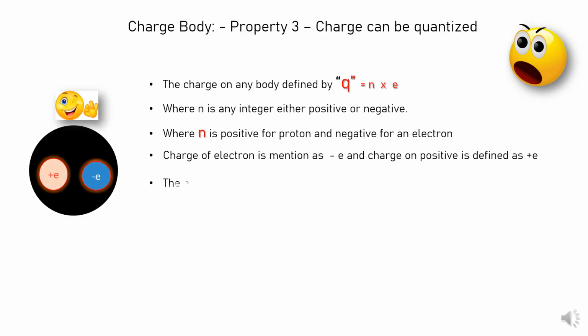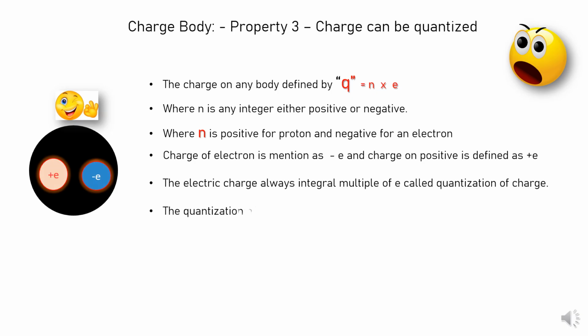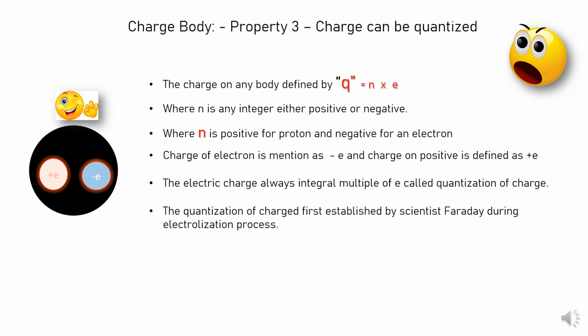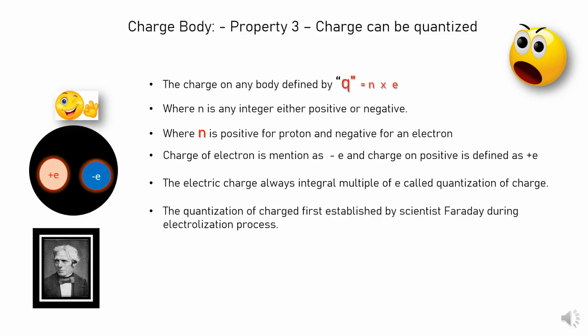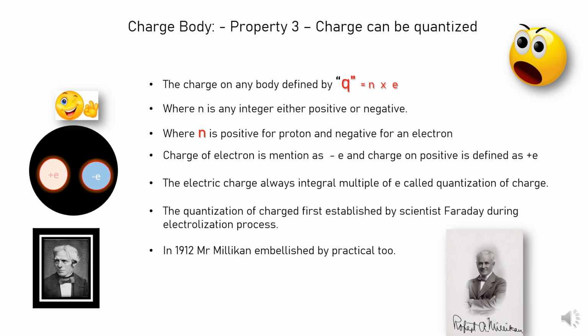The electric charge is always an integer multiple, called quantization of the charge. The quantization of charge was first established by Faraday during the electrolysis process. The scientist Faraday found out the quantization of the charge during electrolysis. And in 1912, Mr. Millikan, a second scientist, established the same by a practical experiment.